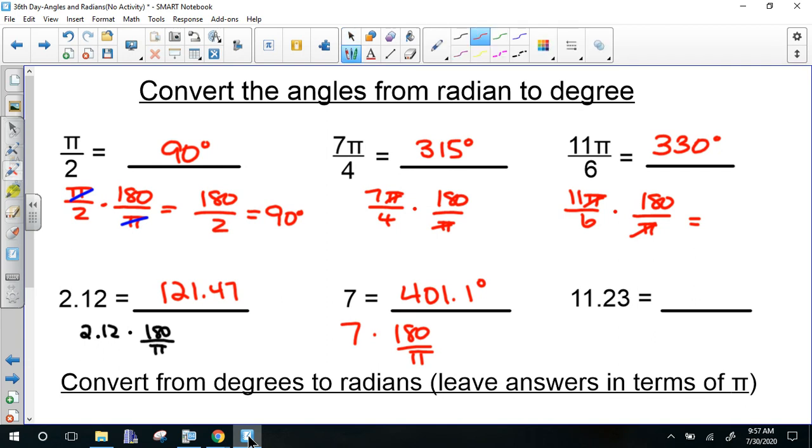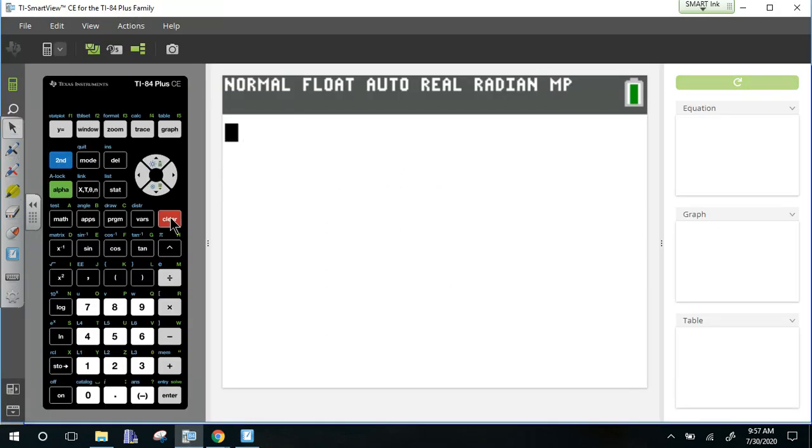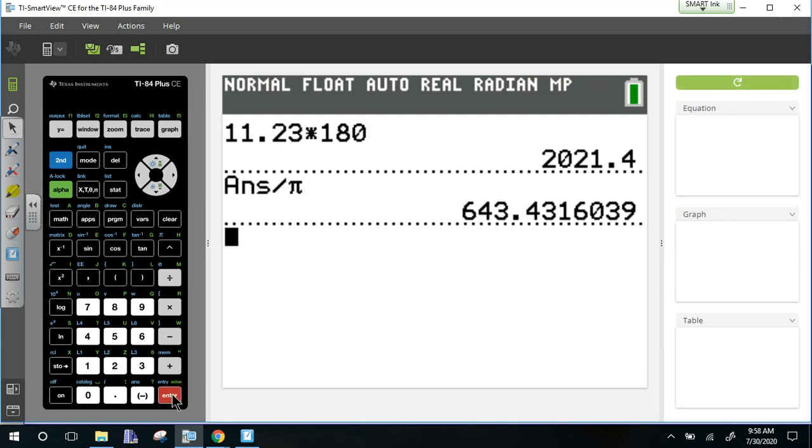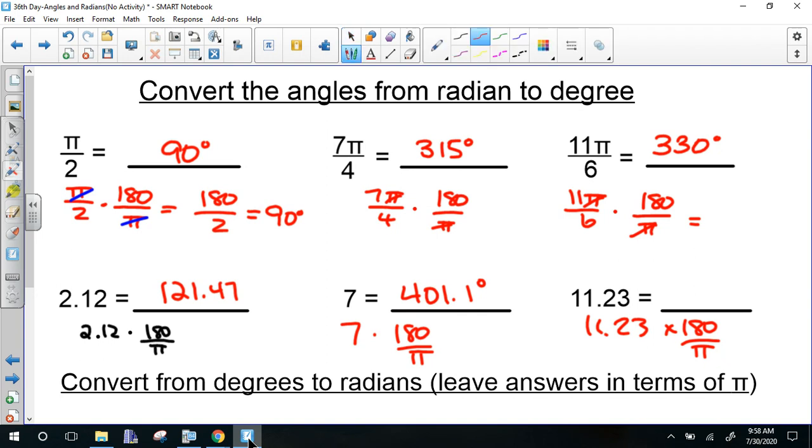All right. Last one. 11.23 times 180 divided by pi. So 11.23 times 180, enter, divided by pi, we get 643.4. So just remember, going from radians to degree, we multiply by 180 over pi.